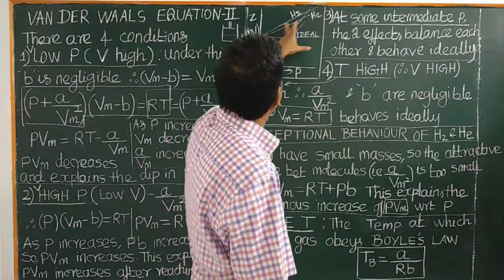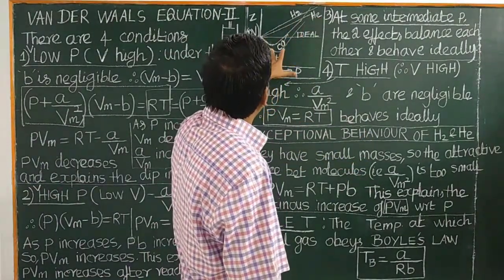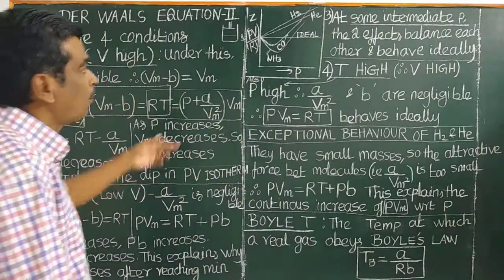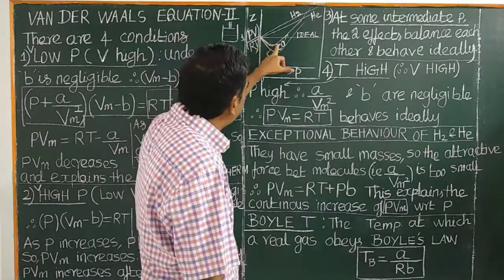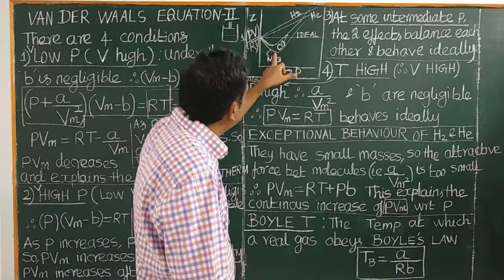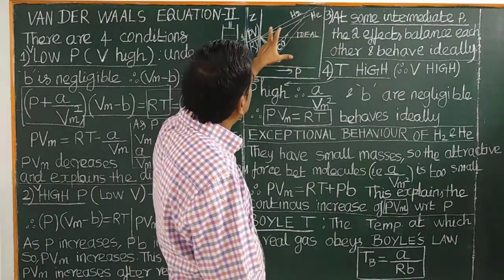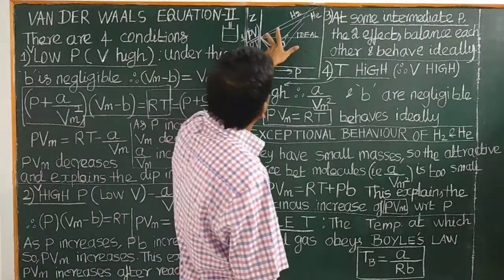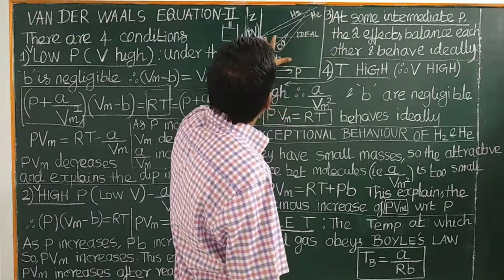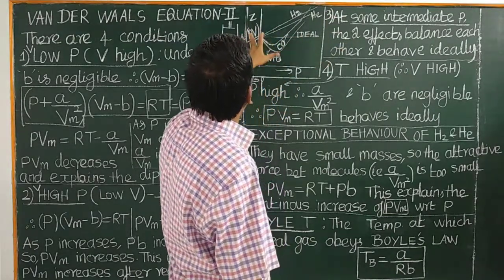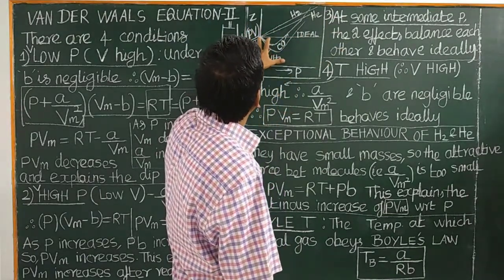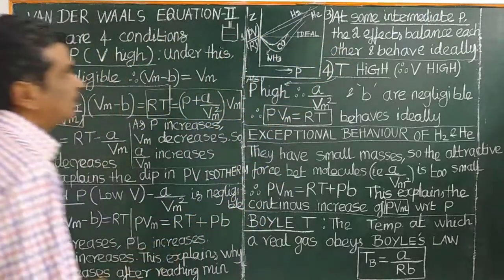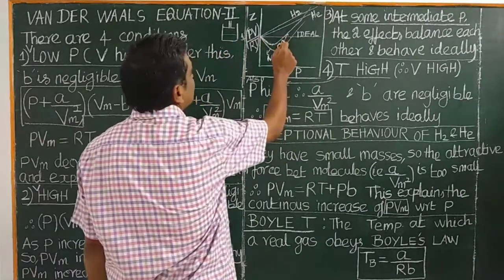Hydrogen and helium always increase, whereas in the case of carbon dioxide, carbon monoxide, ammonia, and methane, there is a dip in the curve. There is a decrease and then an increase. In the case of hydrogen and helium, there is a continuous increase. This is the ideal behavior, that is PV by RT equal to 1. For an ideal gas, you will get a straight line in this curve.